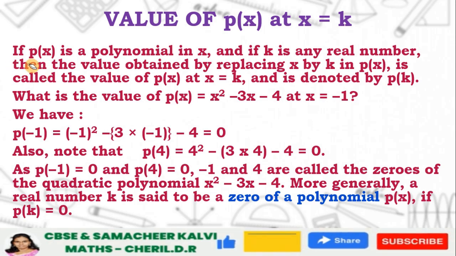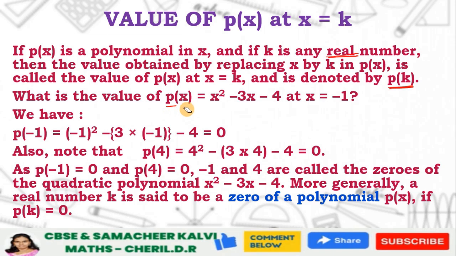So now we'll just go through what is given in your textbook. If p of x is a polynomial in x and k is any real number, then by replacing the x by k in p of x, we are going to find out the value of p of k. So when you find p of k, if it is going to be 0, then that is the 0.